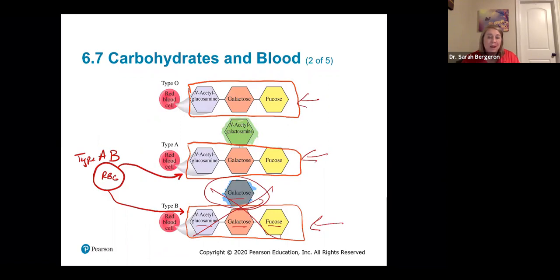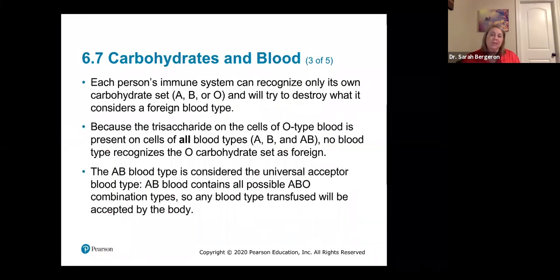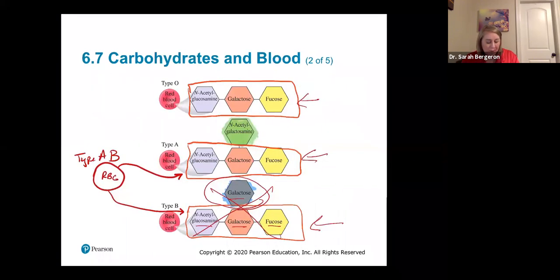So if you were type A, you could not receive type B blood or type AB blood. So it's very, very important. Because the trisaccharide that's on O is on all of our other blood types. Here's the trisaccharide, the one that I've circled in the rectangle, here, here, and here. Look at that, all the blood types have that trisaccharide sequence.